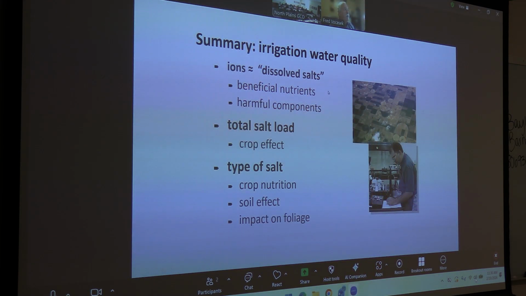So to summarize with the irrigation water quality, we talk about dissolved salts. We're talking about ions, those individual charged molecules. Some of them are beneficial nutrients. Some of them are potentially harmful components. We worry about the total salt load, the effect on the crop. We worry about the type of salt, which may provide nutrition to the crop, be a fertilizer source. It may affect the soil, maybe a bad effect. It may also affect the foliage.